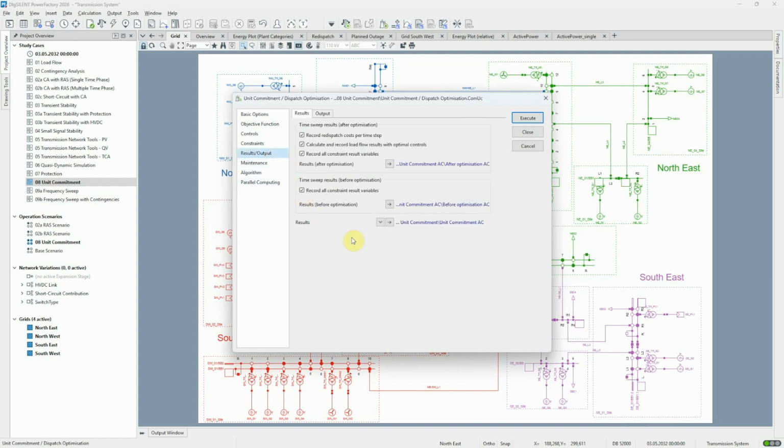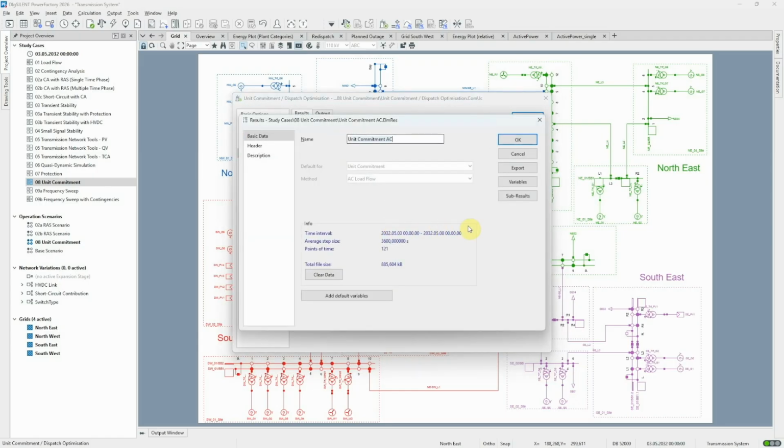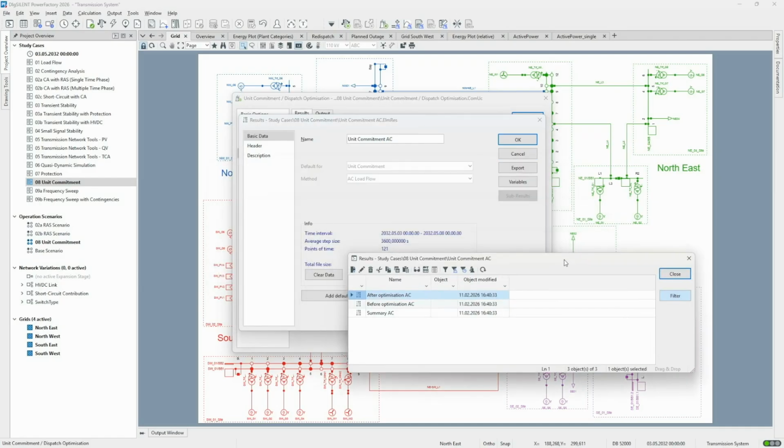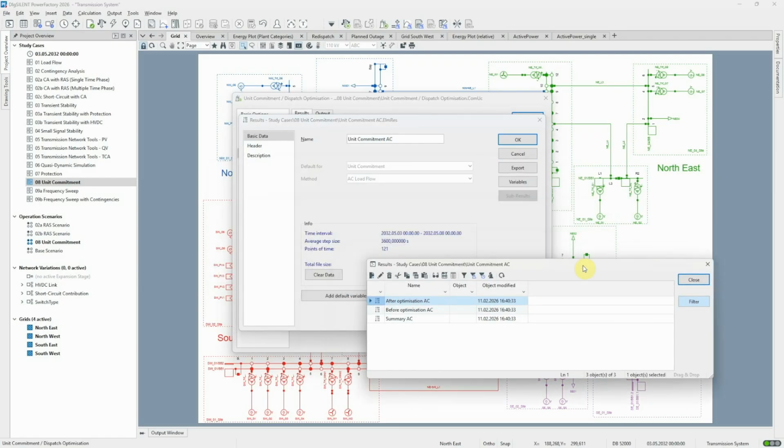On the Results Output page, there are options for the recording of results. And from here, the results files can be accessed. The results are stored in a Before Optimization and an After Optimization result file. The Before Optimization results are essentially the results of a quasi-dynamic simulation which are used to initialize the unit commitment. A summary result file is also written.